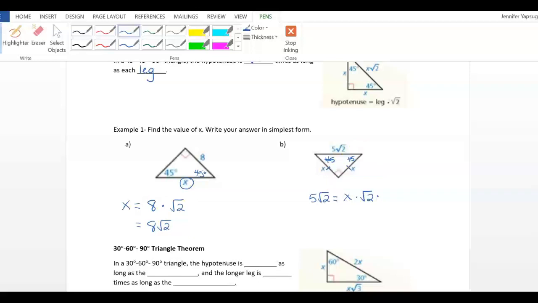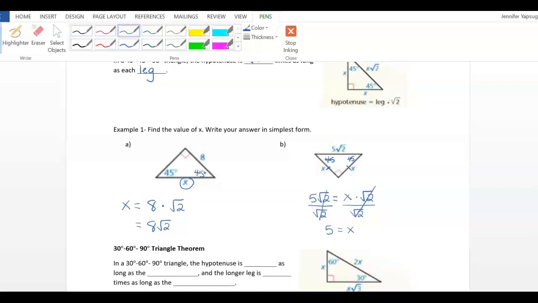So we need to solve for x, right? To solve for x, we need to undo this operation. Since this is multiplication, we're going to divide both sides by the square root of 2. Those would become 1, and those would become 1. So we get an answer of x is equal to 5, and that is the length of your leg.